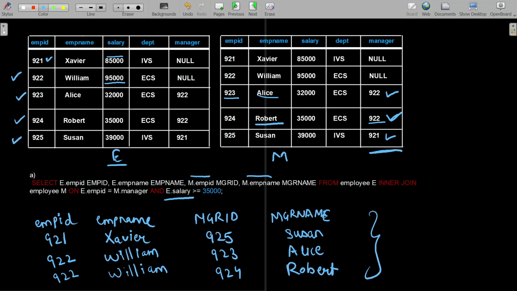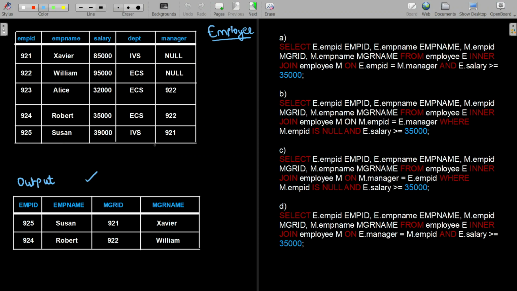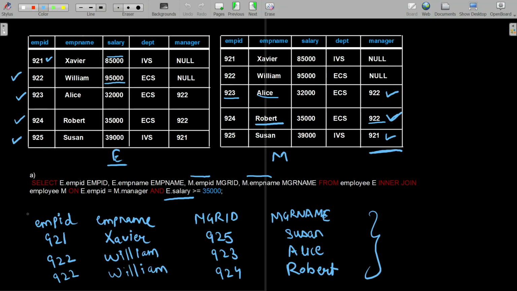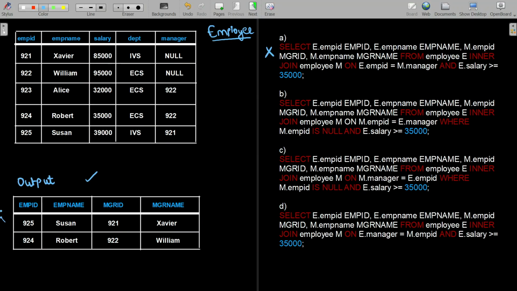So does this result match with the result given in our output? No, it does not match. So the first option is not correct, and you also do not need to find out the complete result. You can simply check that this first row doesn't match the first row in our output. So we know that this will not be the correct option. So let's check our B option.